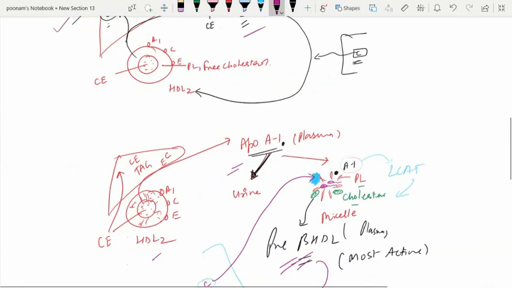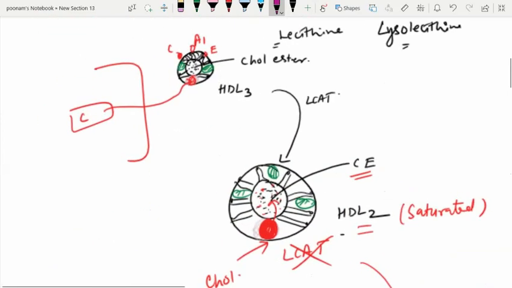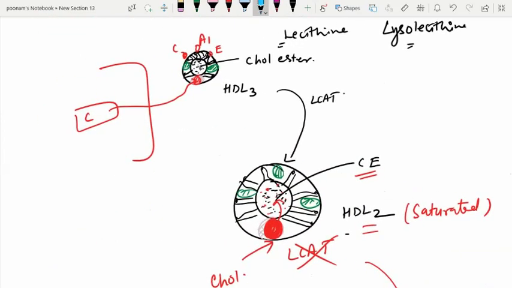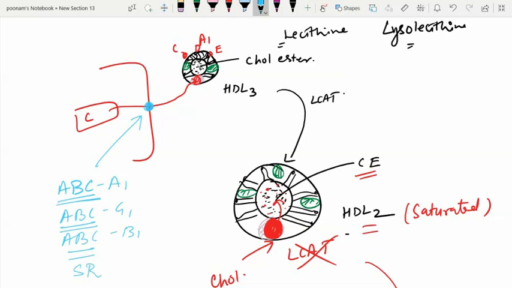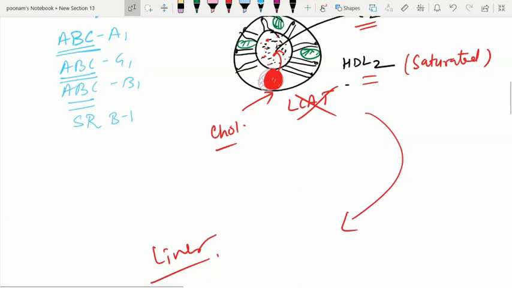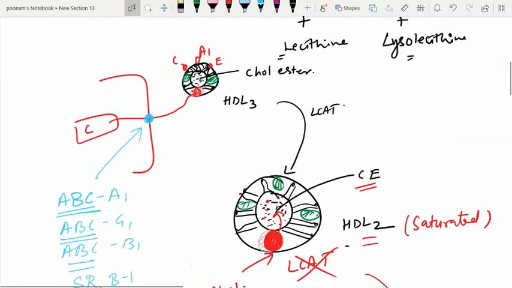The transporters, the extrahepatic cell transporters, which I said are responsible for fetching the cholesterol from extrahepatic cells to the HDL particle. There are so many types of transporters, which you call ABCA1, ABCG1, ABCB1 transporter. So ABC is ATP binding cassette: A1, G1, B1 transporter. Then in addition, you have scavenger receptor B1. These are various transporters which are present at extrahepatic tissue, which fetch the cholesterol from extrahepatic cells to the HDL particle.